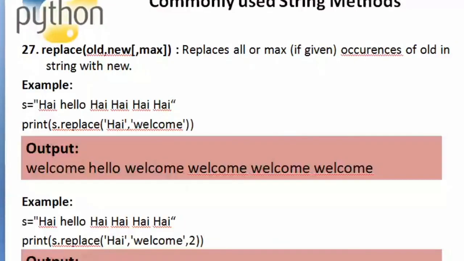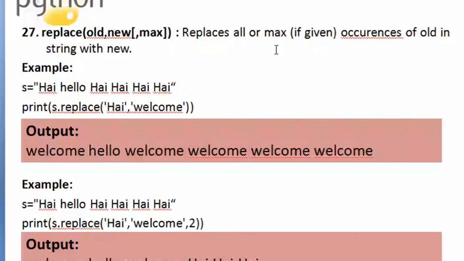Here I'm saying replace. The method name is replace, with old comma new. There is also an option, a third parameter. So this replace has 3 parameters. The first parameter is old, the second is new, and the third is max, which is an optional parameter. Any optional parameter will be given in square brackets, remember. That's the documentation procedure, so max is in square brackets.